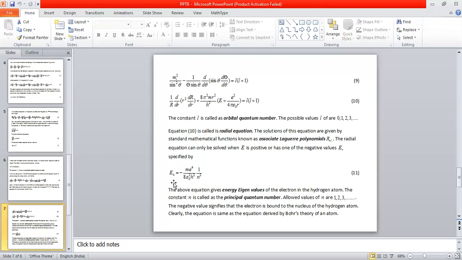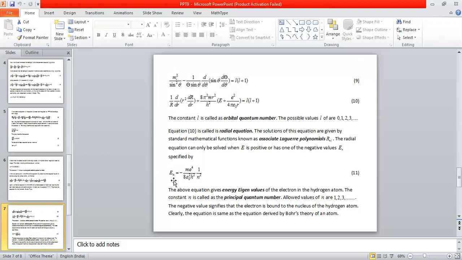So the solution is possible only when the possible energy values E_n are given by E_n equals minus m e to the power 4 divided by 8 epsilon squared h squared, times 1 by n squared. This is equation 11, and it gives the possible energy eigenvalues of the hydrogen atom, where n is another quantum number, called the principal quantum number, and the possible values of n are 1, 2, 3, and so on. n cannot be 0, because if n is substituted as 0, E becomes minus infinity, which is not possible. So the principal quantum number starts from 1, 2, 3, and so on.